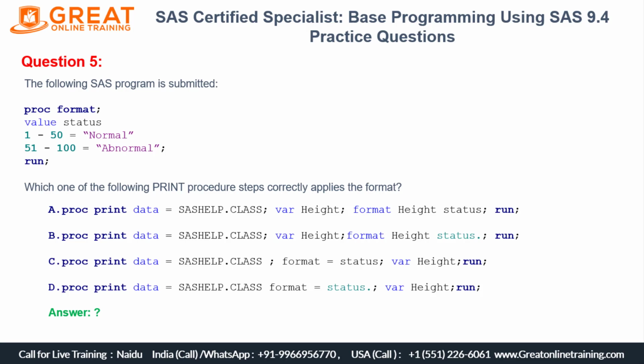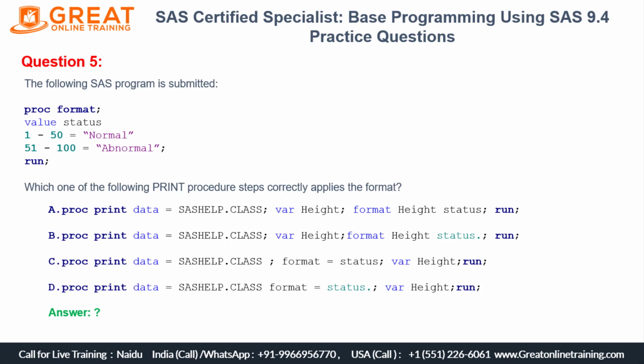Now the last two answers, you try to see. Here you're writing FORMAT equal to status. We never write FORMAT equal to status. And in D also, you can see FORMAT equal to status dot. Actually, when applying the format, we generally write the status format with a dot, but that is not correct here. We never write FORMAT equal to. The FORMAT equal to statement, we write only in our PROC REPORT concept, but we never write it in PROC PRINT. So the last two answers are not correct.